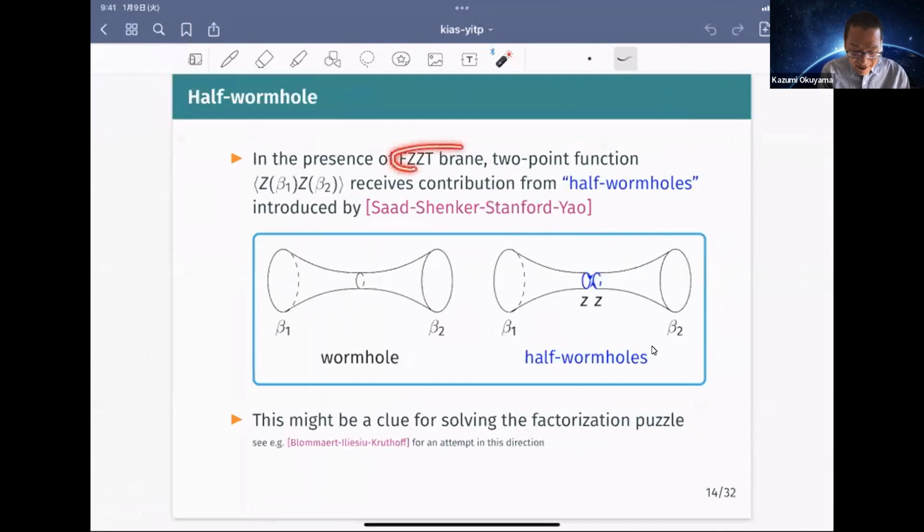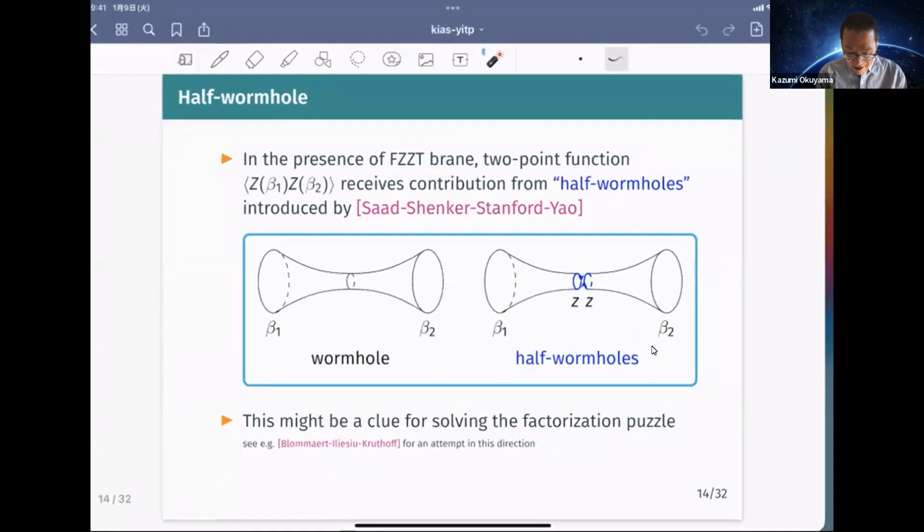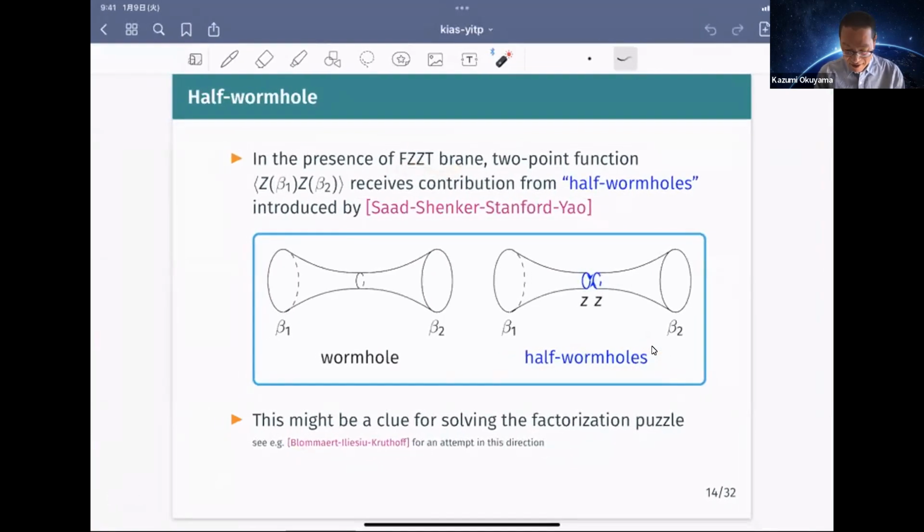In particular, in the presence of the FZZT branes, the two-point function of the partition function receives contributions from half wormholes like this. If we do not introduce the branes, then we have a wormhole connecting the two boundaries. But if we put FZZT branes in this system, then the trumpet can end on the brane. So this wormhole can be split into two pieces, which are called half wormholes. So in the presence of FZZT branes, the two-point function naturally receives contributions from the half wormholes. In a recent paper by these authors, it is argued that this contribution might be a clue for solving the factorization puzzle in the ensemble averaged version of holography.